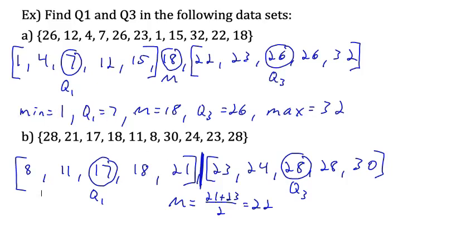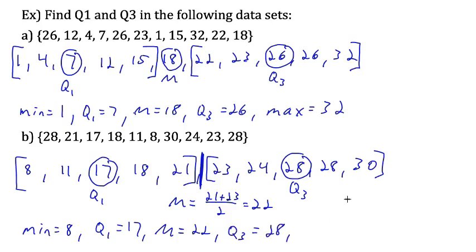We'll do that one more time. So we have our minimum, first quartile, our median, our third quartile, and our maximum. And there's our 5-number summary. I hope these examples have been helpful.